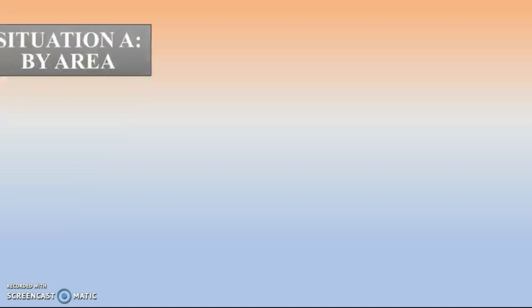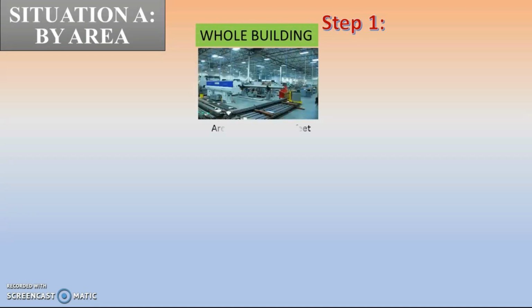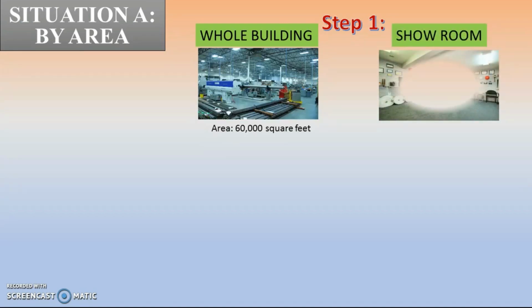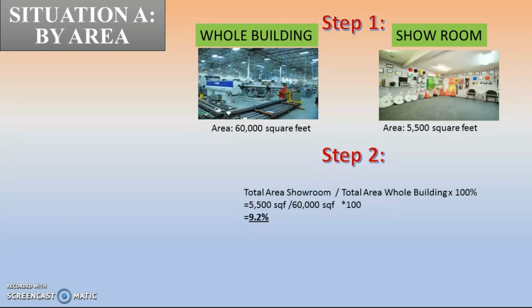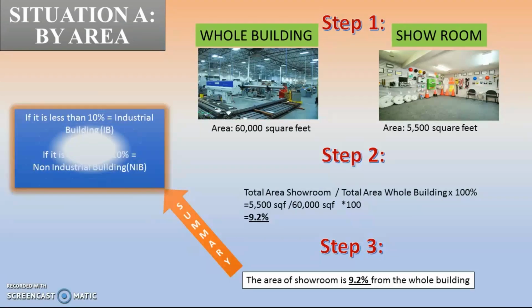Okay, so let's move to another example, by area. As usual, step 1, you must get the total area of the whole building, and then you must get the total area for the showroom. Step 2, you will divide it. Total area of showroom divided by total area of whole building times 100%, you will get 9.2%. So we summarize it in step 3. The area of the showroom is 9.2% of the whole building.